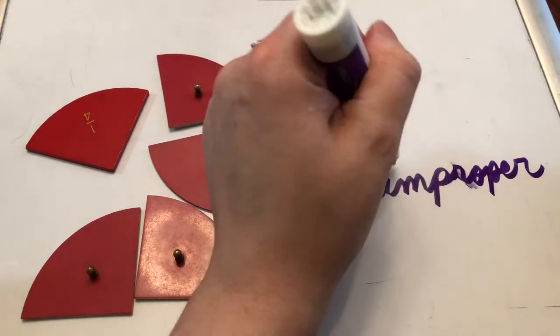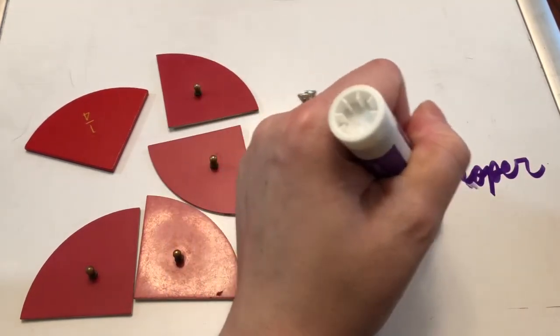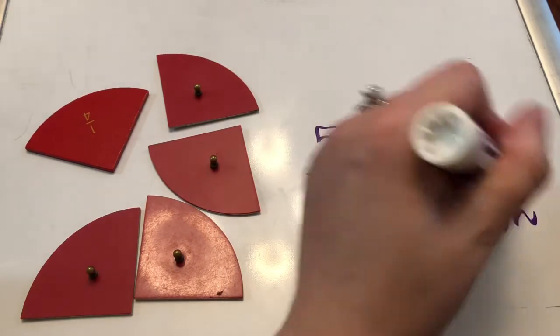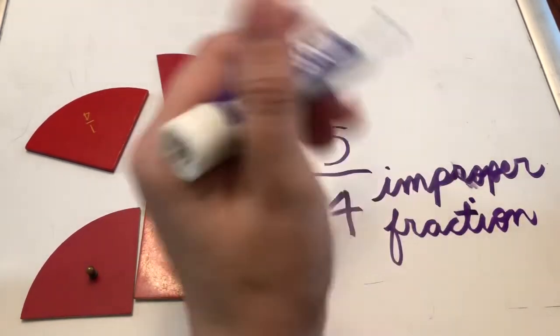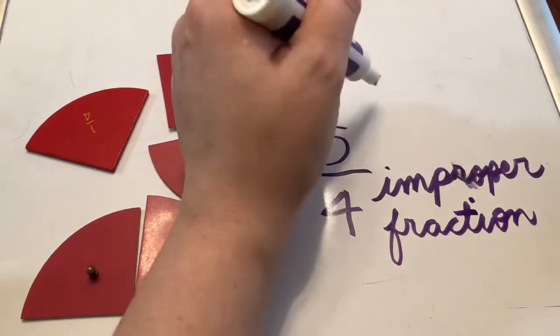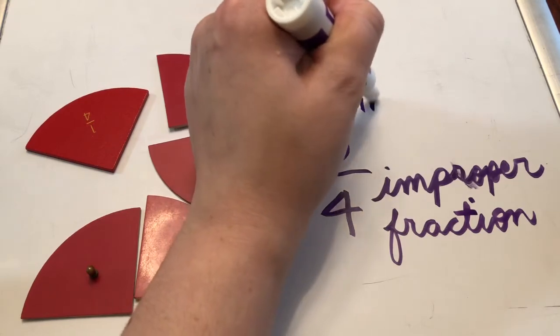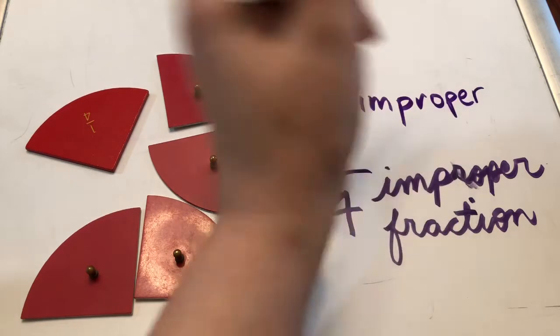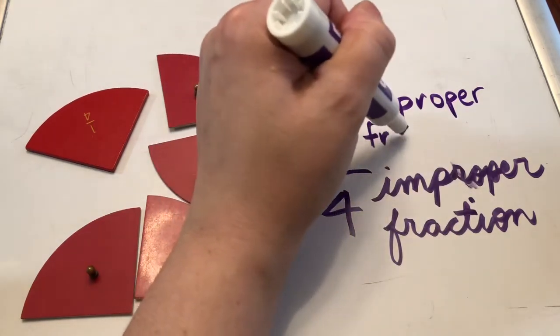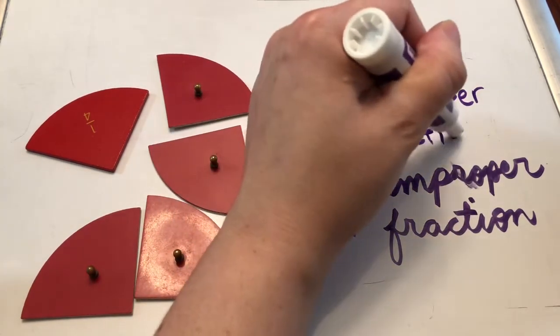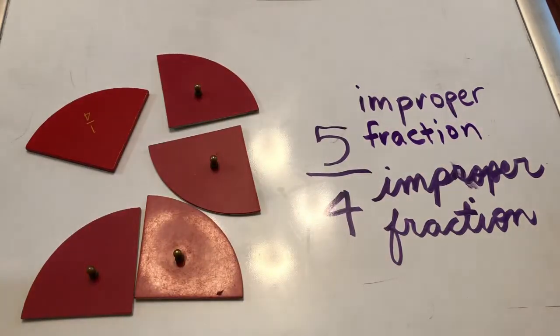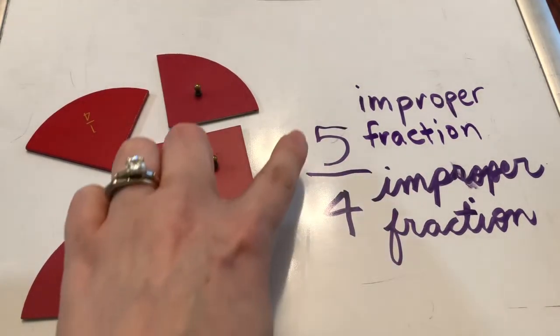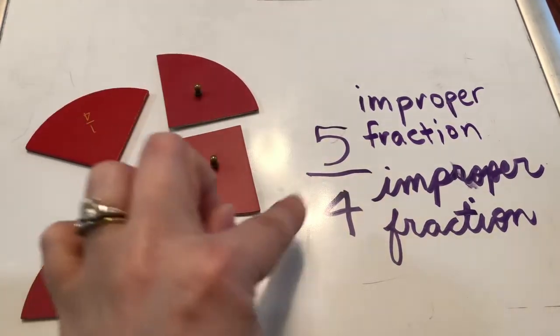Improper fraction. I'll also write it in print so it's easier to read. Improper fraction. It's called an improper fraction because the number on top, the numerator, is bigger than the denominator.